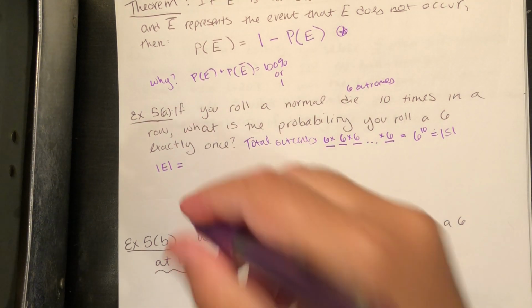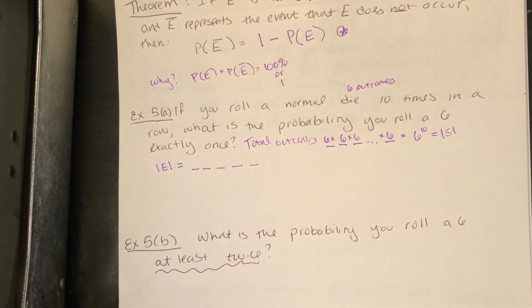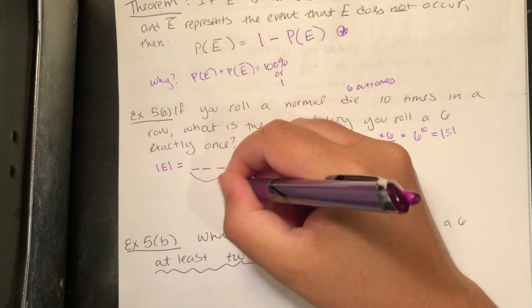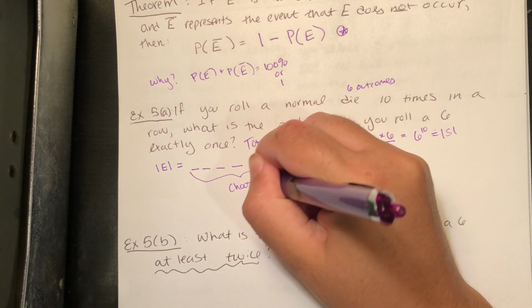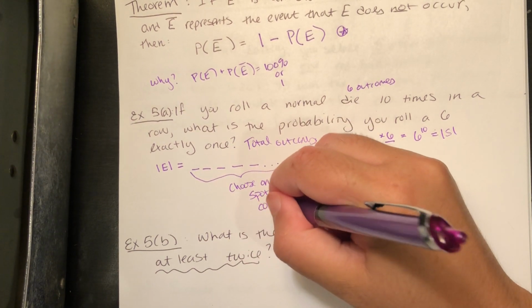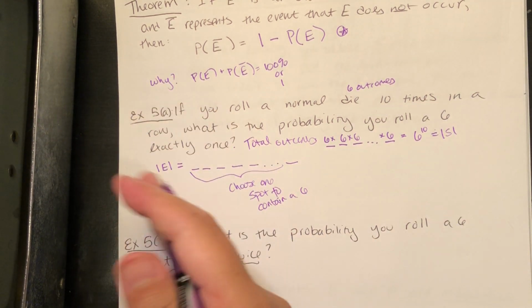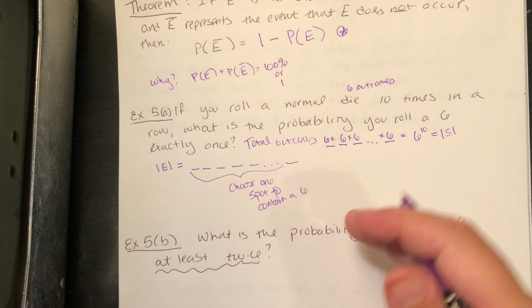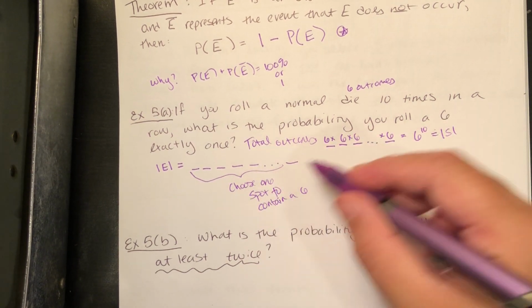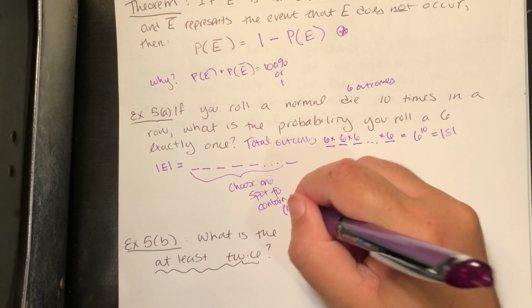Okay, so we need to count how many of those rolls have exactly one 6. Let's think about what that would be. Well, the first thing we need to do is choose one spot to contain rolling a 6. Choose one of those spots, in either the first roll, the second roll, all the way to the 10th roll, where you rolled a 6. How many ways could you do that? Well, 10 choose 1 ways. There's 10 choose 1 ways to do this.